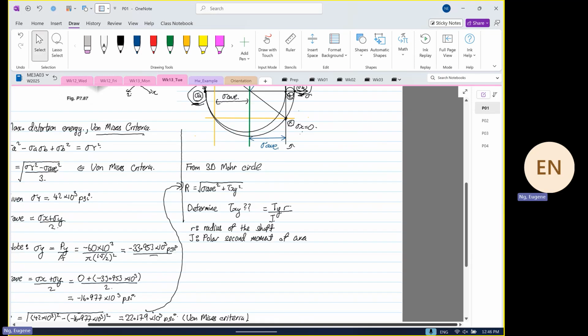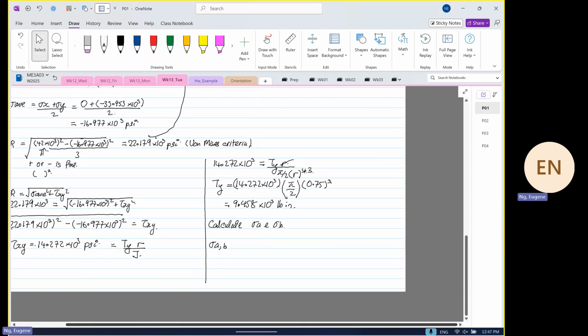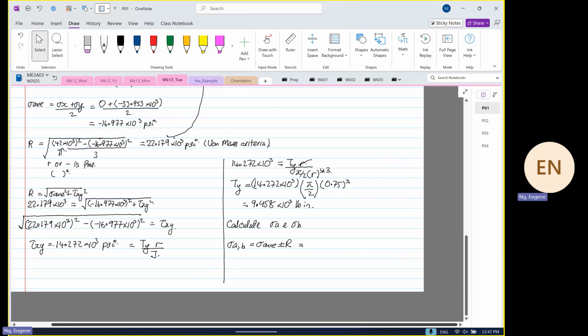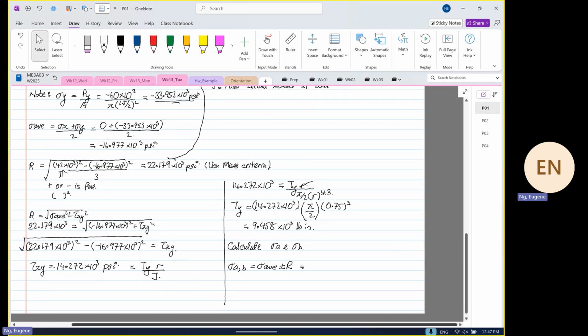We have to calculate stress A and stress B. So when we calculate our stress A, stress B, this is equal to stress average plus or minus the radius. Our stress average, all the numbers are here. Your stress average is equal to minus 16.977 times 10 to the power 3, plus or minus your radius, which is 22.179.